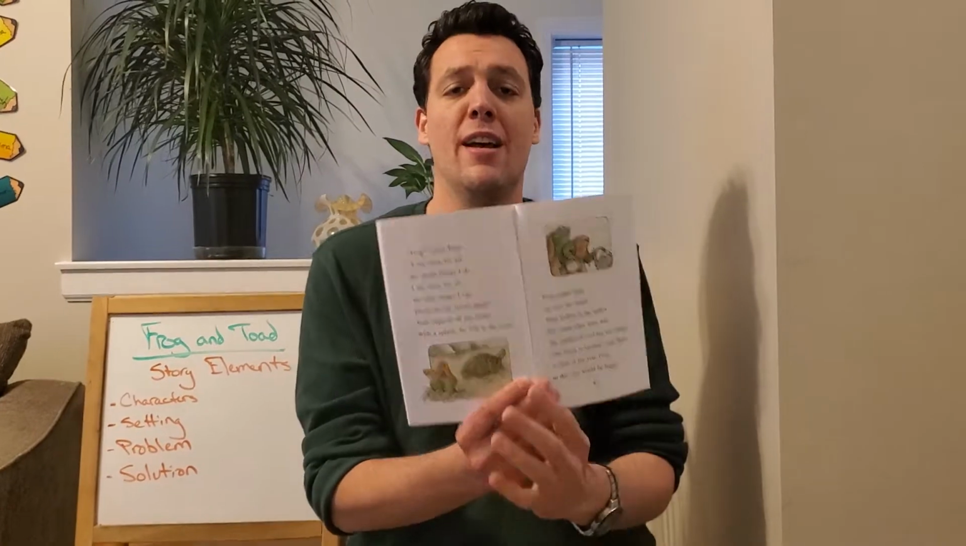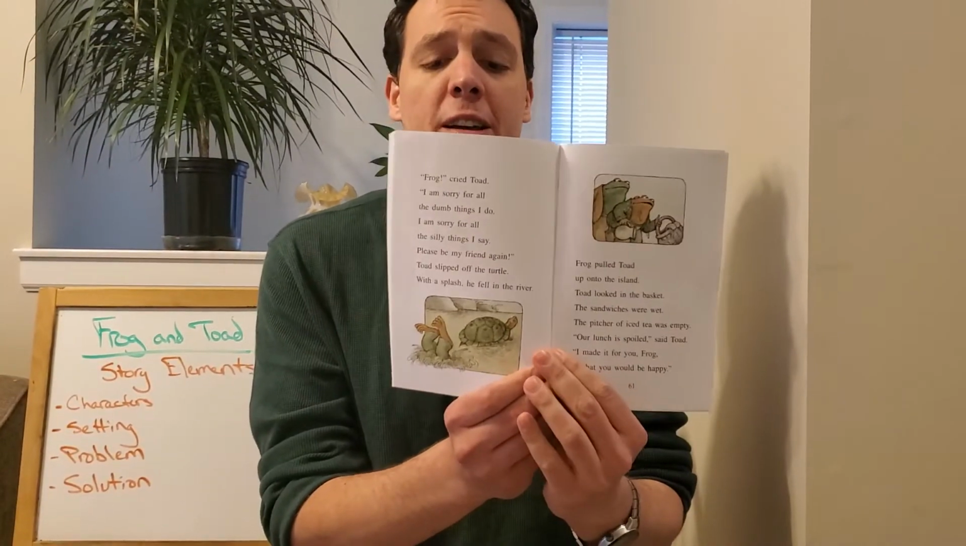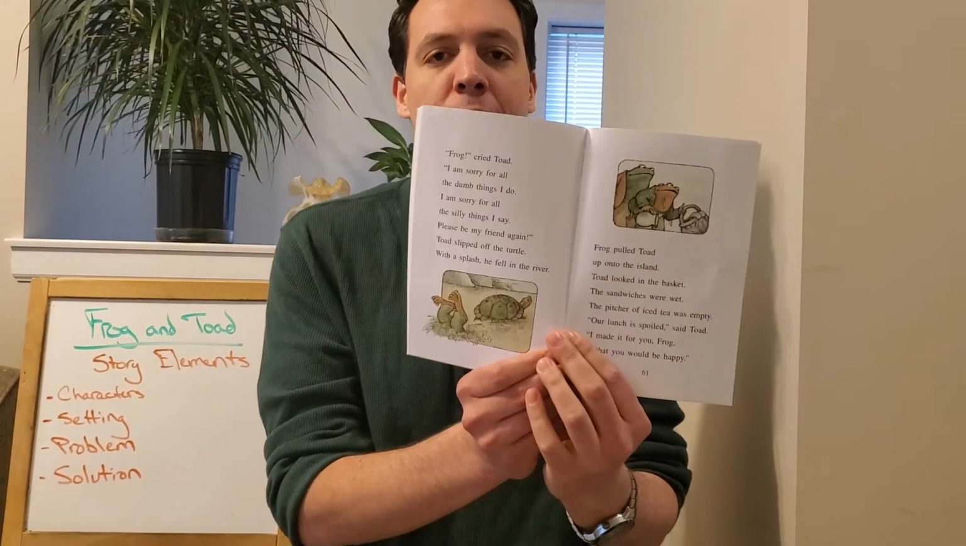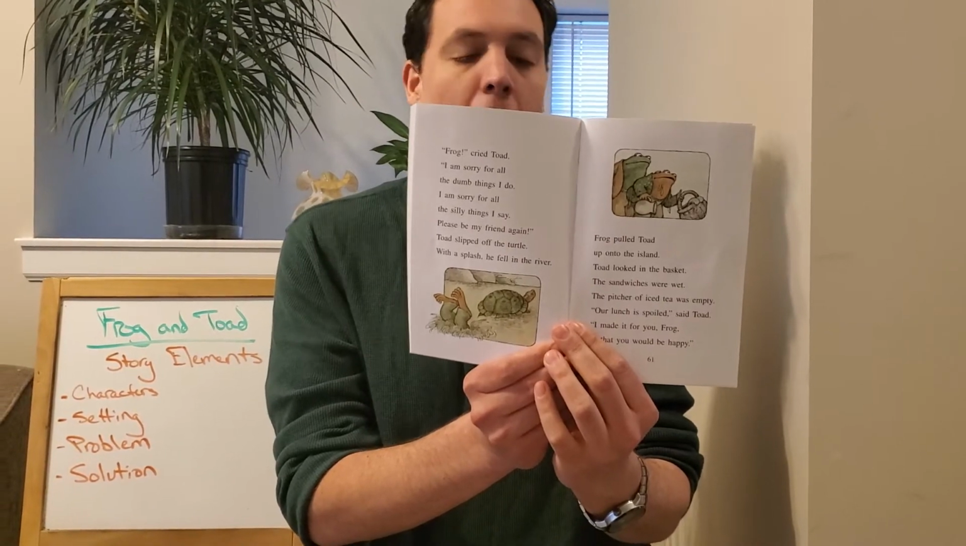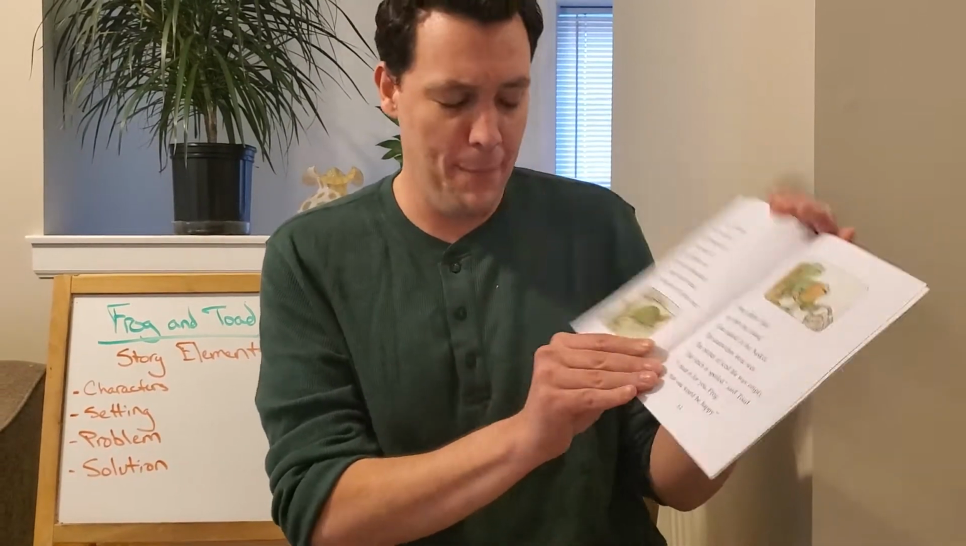I like how Toad's saying, "I'm sorry, Frog, for all the silly things I do," because Toad is always doing something silly, or he's always whining about something. So I'm happy that Toad feels bad about it, because he's kind of annoying.